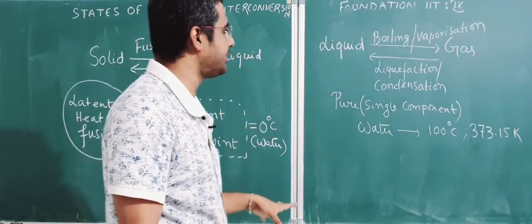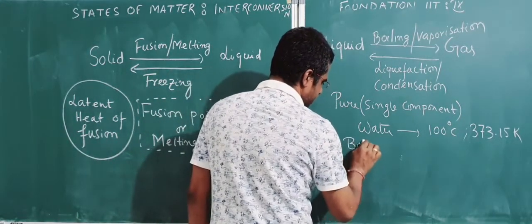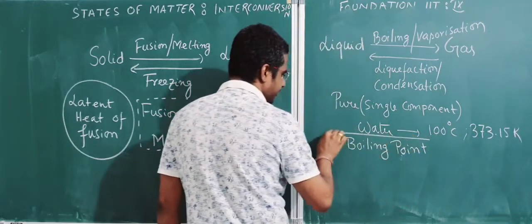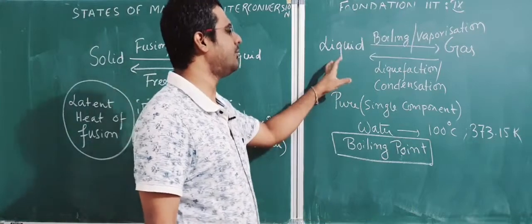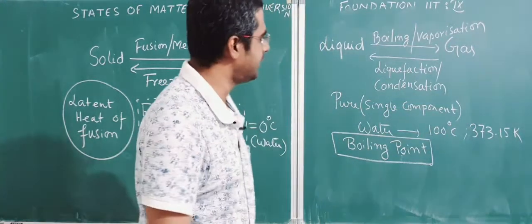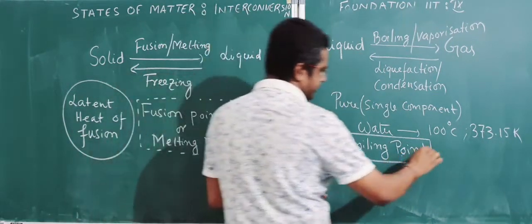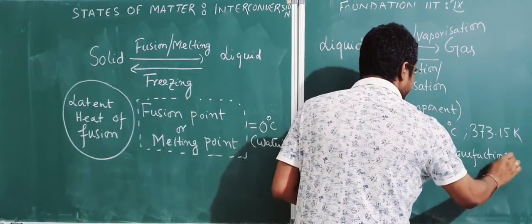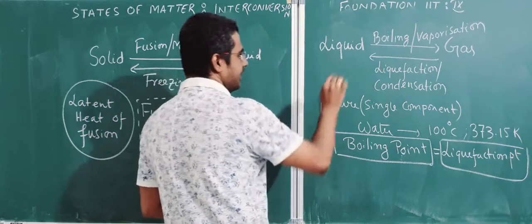For a single component, you will have a specific temperature which is called boiling point, at which the liquid is going to change over to gas. Liquid is going to change over to gas. And you will also have a liquefaction point or condensation point. But this is only possible if the liquid is pure.